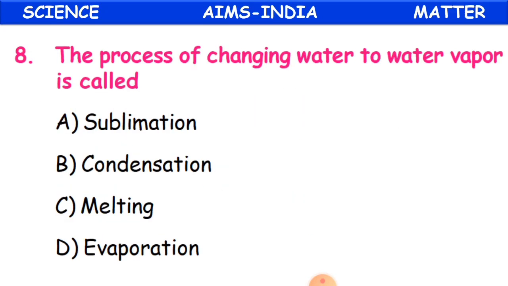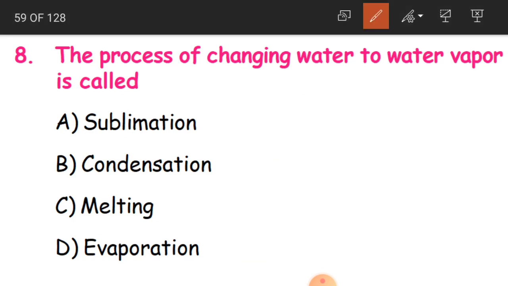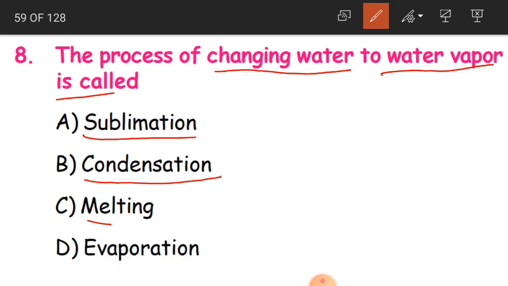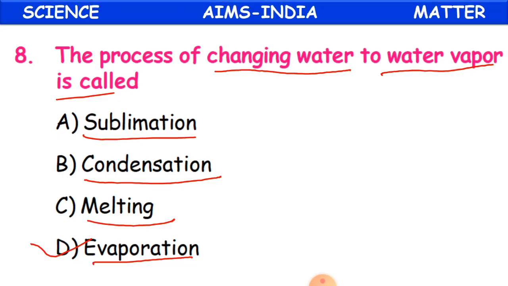Eighth question. The process of changing water to water vapor is called what? Sublimation, condensation, melting, or evaporation. So if you heat water, what is going to happen, children? You are going to get water vapor, and this process is known as evaporation. Okay, D is the correct answer.